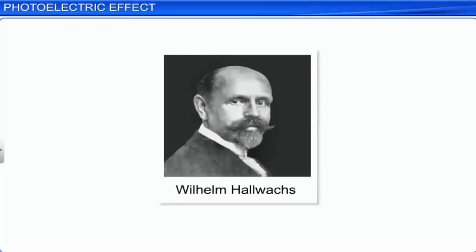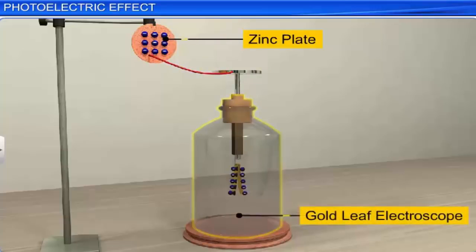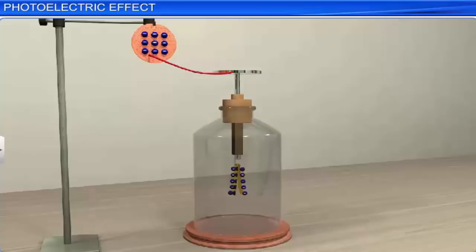Further studies of this phenomenon were carried out by Wilhelm Holwachs through a very simple experiment. He mounted a clean, circular, negatively charged zinc plate on an insulating stand and connected it by a wire, took a gold leaf electroscope. He observed that when ultraviolet radiation was incident on the negatively charged zinc plate, it lost its charge.